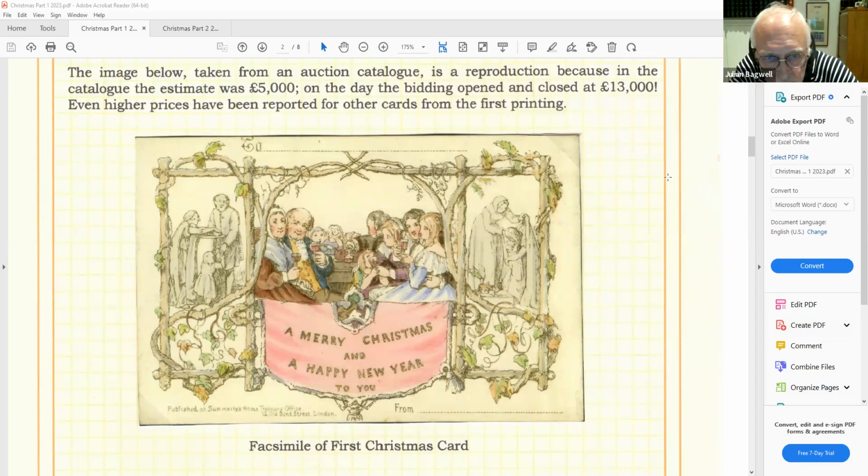I saw this on the front page of, I think it was Cavendish or Grosvenor, one of those sorts of auction houses, with an estimate of £5,000. And I thought, well, I won't go do that, but I will have a look at it. You can do online bidding these days, and this item opened and closed at £13,000. So not in my collection, unfortunately.